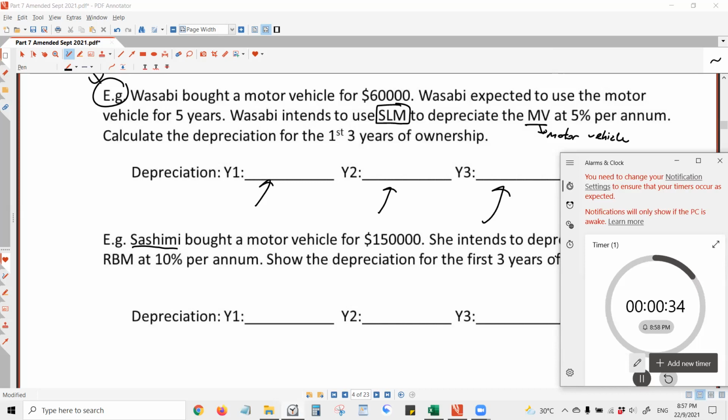Again, remember the graph. The graph tells you that every year's depreciation should be the same if you use the straight line method. Okay, half a minute left.